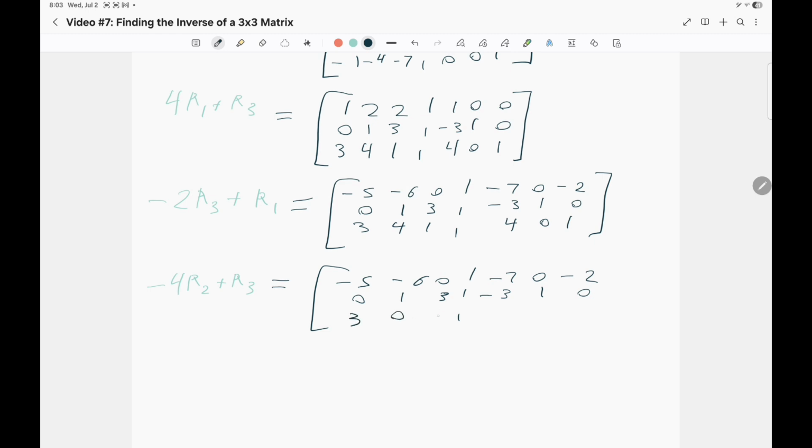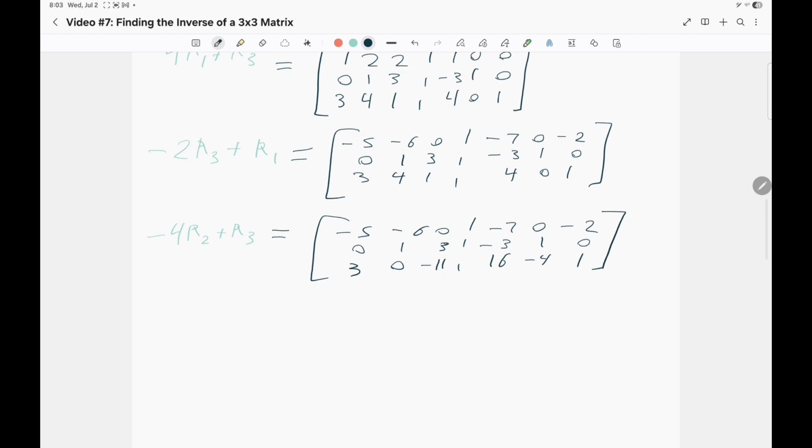Negative 4 times 3, negative 12, plus 1, negative 11. Negative 4 times negative 3, 12, plus 4, 16. Negative 4 times 1 plus 0, negative 4. And then that stays the same. All right. Okay.